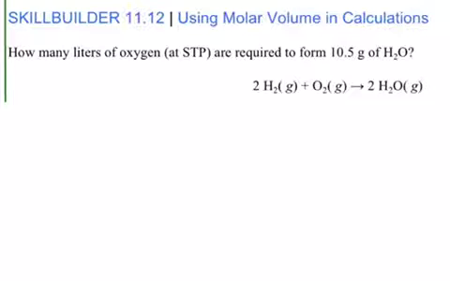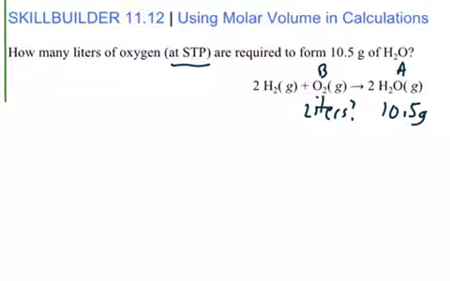Here we got the making of water, and they want to know how many liters of oxygen. Notice it says STP. So oxygen is what we're looking for. So let's call that B. Okay? And we're looking for liters. As you continue reading the problem, the given is water. We got 10.5 grams of water. That's your given A. So if you follow the flow chart that I gave you, the first thing you're going to do is we're going to convert mass of A into moles of A.